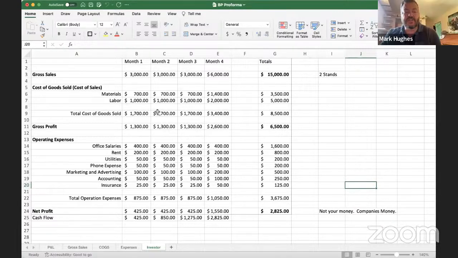But the cost of goods sold go up and down based on how much we sell.